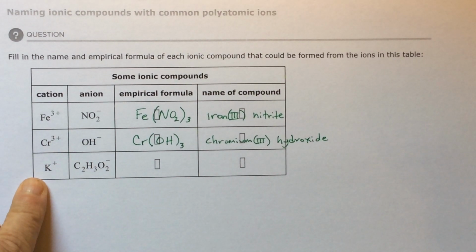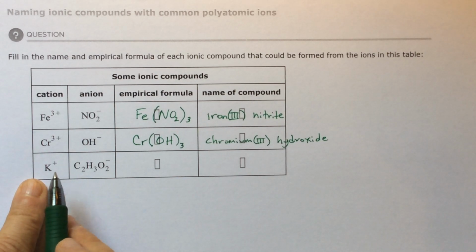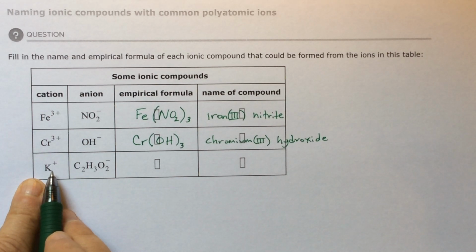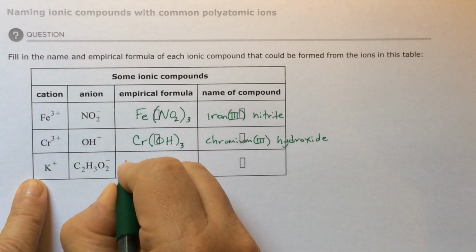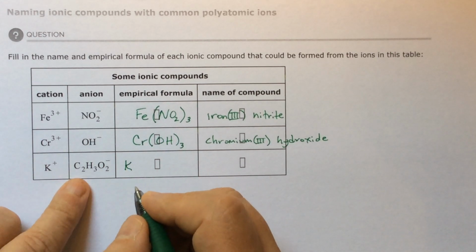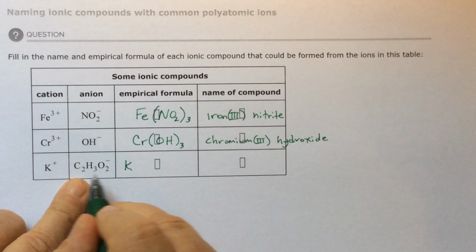Okay. The last one is one of the representative elements. This is in group 1, so it doesn't need to have Roman numerals because it only can have a charge of 1. So since there's only a charge of 1, I don't have to put 1 there. It's just going to be potassium. So it goes first. And then you have the acetate ion. This is the longest of the ions.